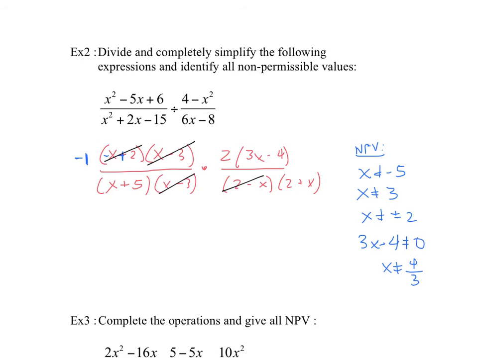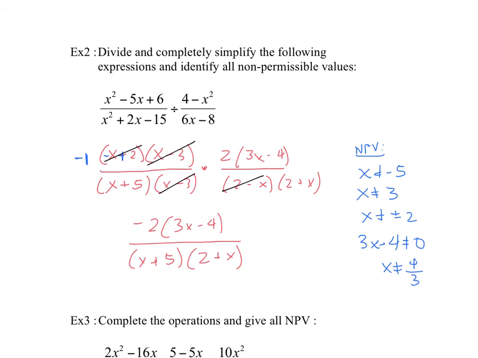So now on the numerator, we have 2 times this times -1, which would be -2 times 3x minus 4. And on the denominator, we have two factors: x plus 5 and 2 plus x. I will leave them written in that form. A lot of people might actually change the 2 plus x to x plus 2 because it doesn't make a difference. But that would be your simplified version with these non-permissible values.